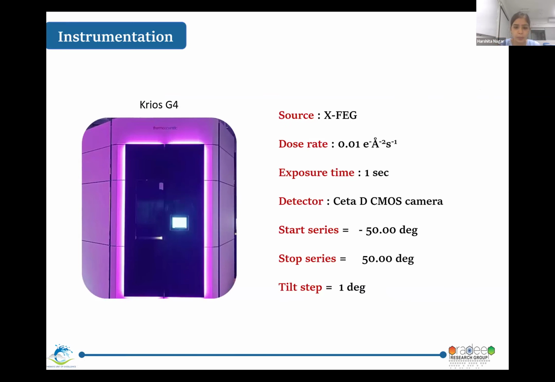Now coming to the instrumentation part, we have done this work using a Krios G4 cryo-EM in our lab, where the source is XFEG. The dose rate we have used is around 0.01 electron per angstrom square per second with an exposure time of 1 second. The detector we are using here is a Thermo Fisher Ceta-D CMOS camera. About the angle rotation, I will explain further.